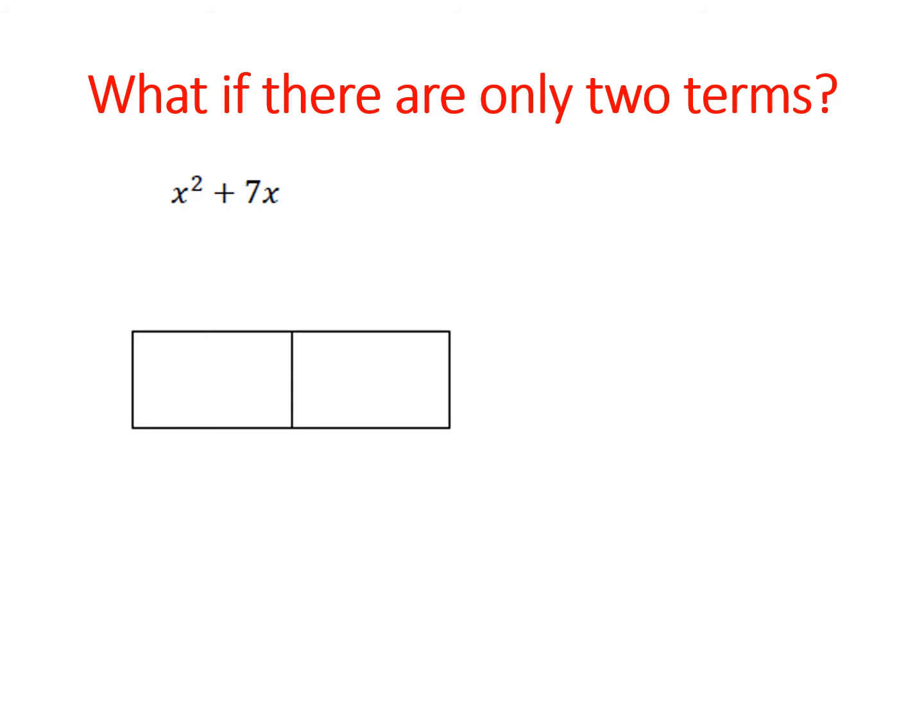So it says, what if there are only 2 terms? How do I factor this type of quadratic? Well, notice there were 2 terms, so I only drew 2 blocks. So I'm going to fill in my 2 blocks, x squared and a 7x. And then again, it's the same thing. The only thing we can multiply to get x squared is x times x. But if this side is x, then this side is x. We could also say that's x. And then here, x times what's going to give me 7x? It has to be a 7.